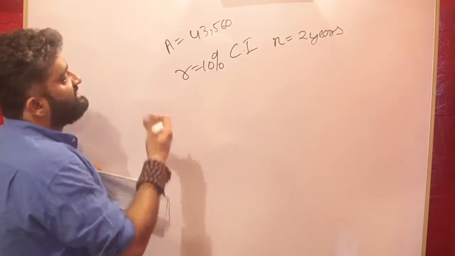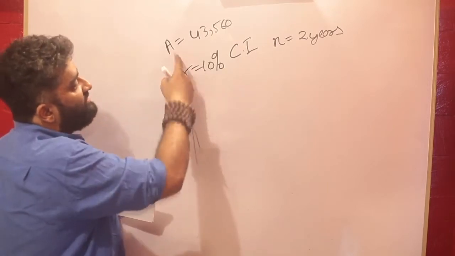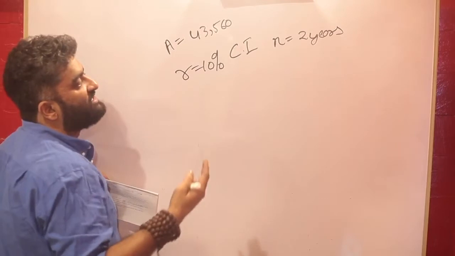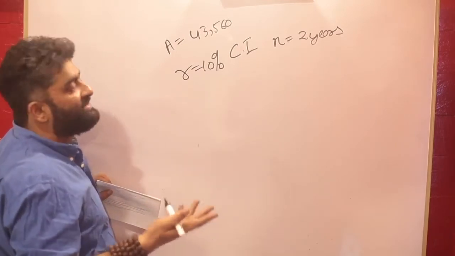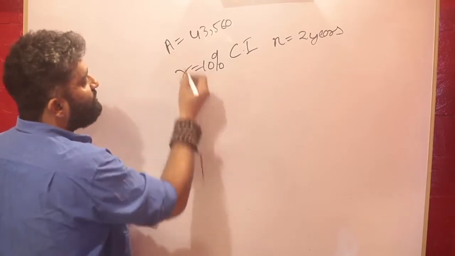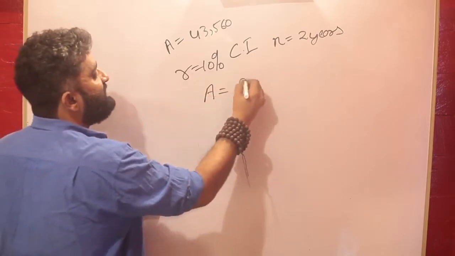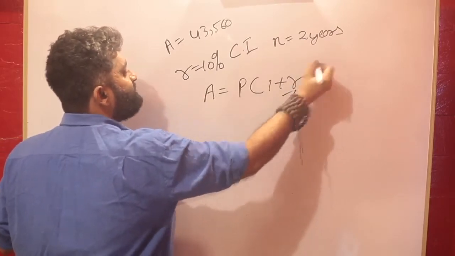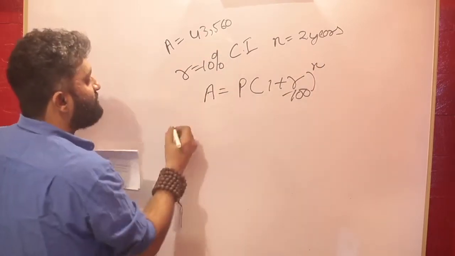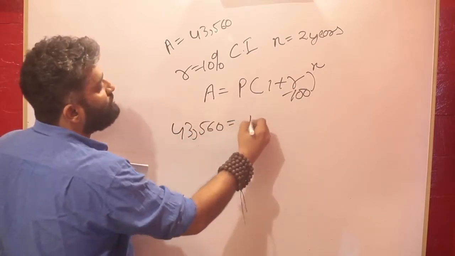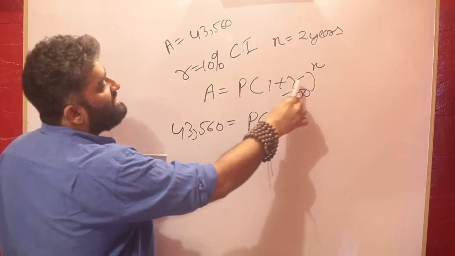In this example, the amount is given, the rate of interest is given, and the time period is given. So what is missing? We have to figure out the principal. Again, let's start with using the formula. I know A is equal to P into 1 plus R by 100 raised to N. I know the amount, so plug that value here, 43,560 is equal to P into 1 plus R by 100.